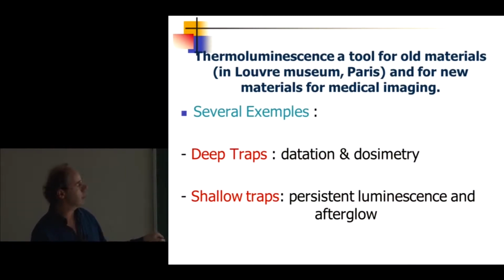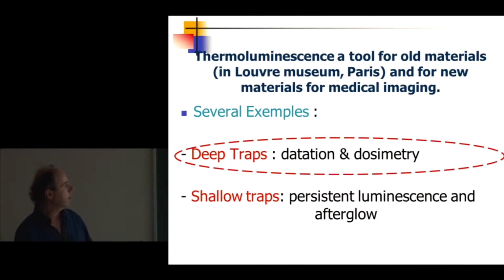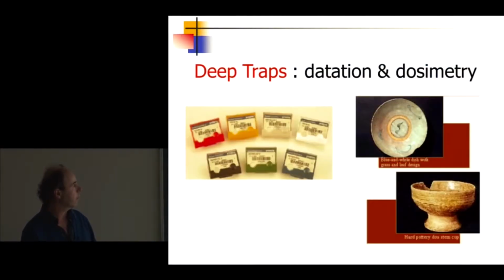Now I will move to some examples. I would like to show you in detail some examples. First on datation and dosimetry, and second, persistent luminescence and afterglow. So, datation and dosimetry. Dosimetry, everyone is familiar with that.